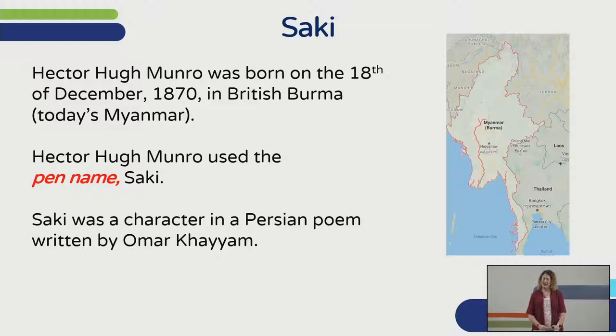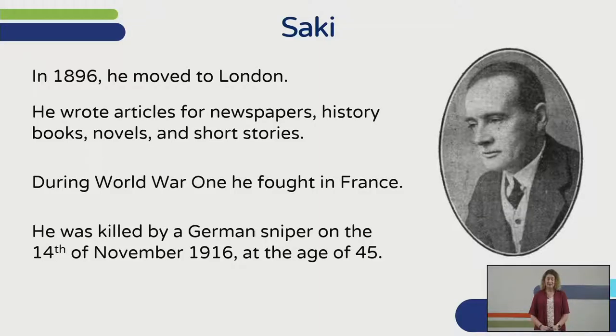The name Saki comes from a Persian poem written by Omar Khayyam. It's also the name of a monkey. And if you Google Saki, you can see pictures of the monkey. In 1896, he moved to London. He wrote many articles for newspapers. He also wrote history books, novels, and short stories.